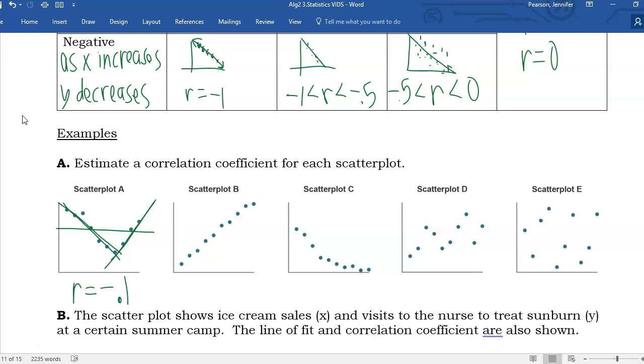If I'm looking at scatter plot B, it's not a perfect line, but it's really close. So I would probably say my R would be 0.9 on this one. Almost every single dot falls on that line, so almost 100% of those points.